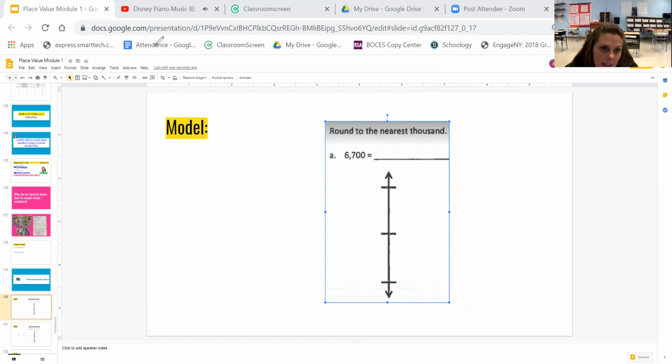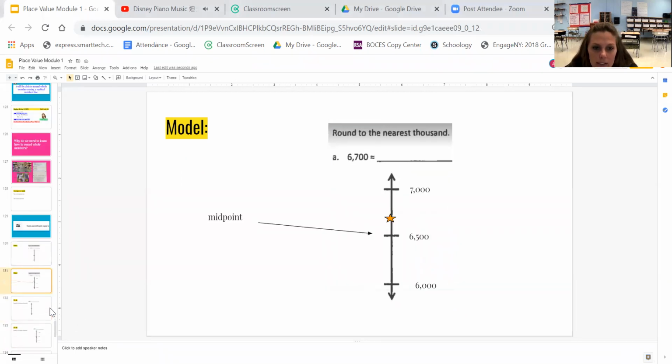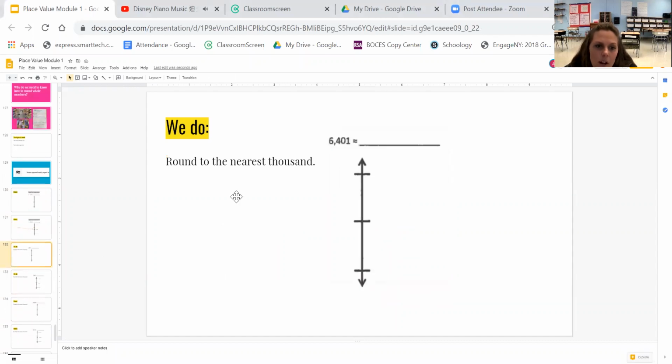We're going to try one together for you. Let's look at yours. Round to the nearest thousand. You have 6,401. So you're going to round to the nearest thousand. What I want you to do is pause your video, and first just start by labeling your place value chart. Which number would go at the bottom, which number would go at the top, and which number is your midpoint. When you're done, come back and let's check it out. Go for it.